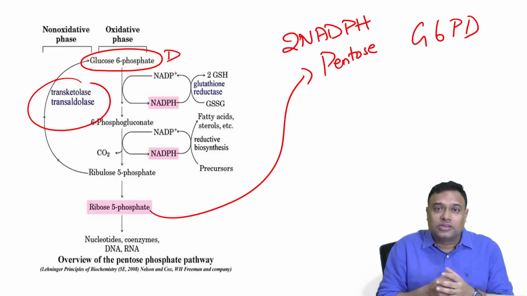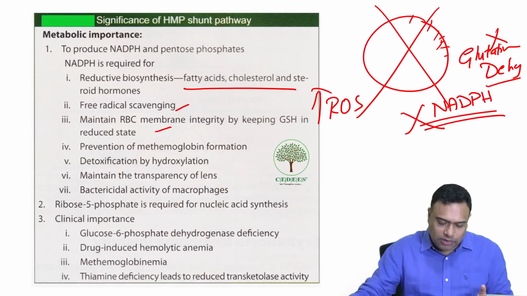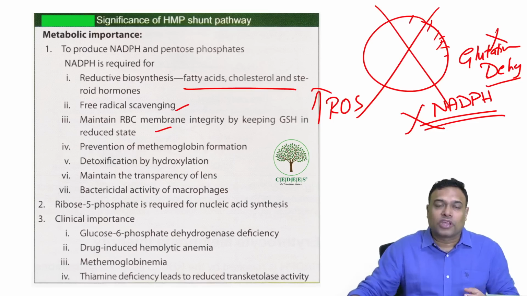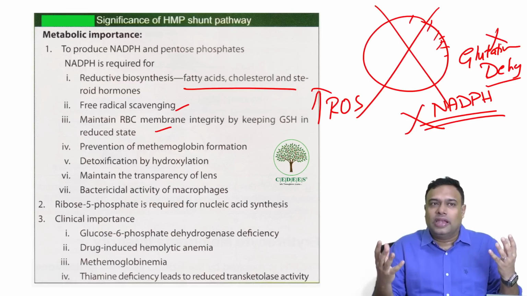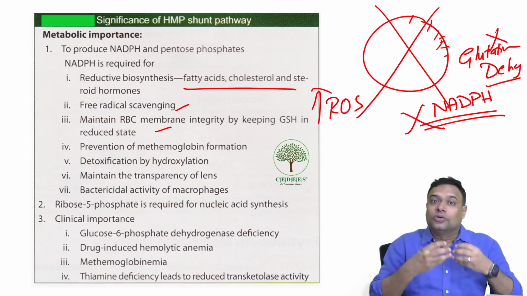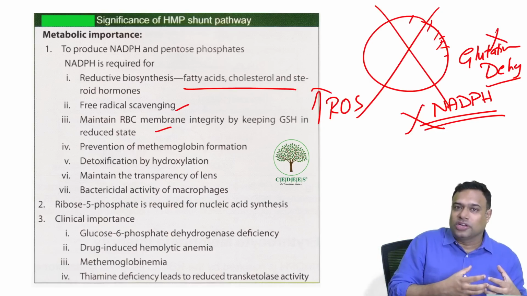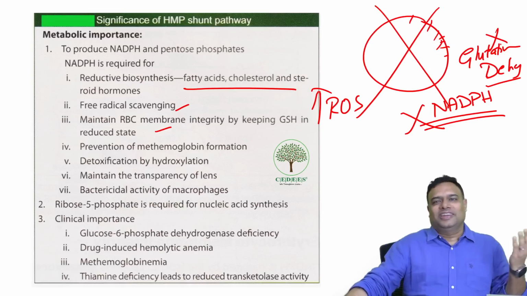And if you're taking drugs like Primaquine, I think we have an MCQ there. If you're taking drugs like Primaquine, it increases the amount of reactive oxygen species, right? And you don't have G6PD. Your body does not have NADPH. Glutathione dehydrogenase cannot be in a reduced state. RBCs break down. It results in hemolytic anemia.